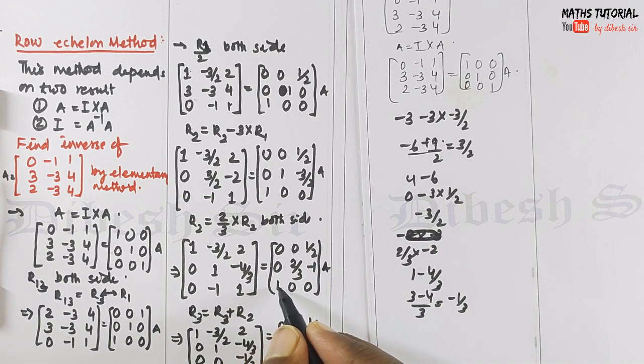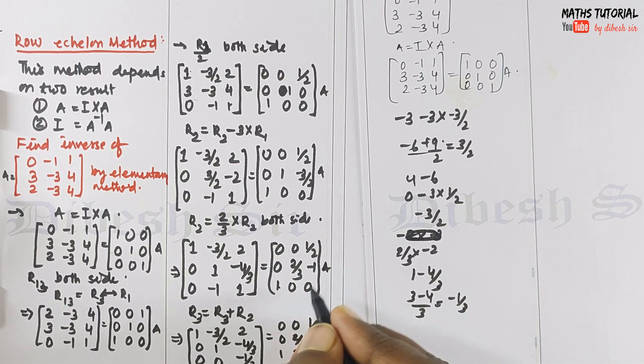R3, that is R3 plus R2, 1 plus 0, that is 1, 0 plus 2 by 3, that is 2 by 3, 0 minus 1, that is minus 1.